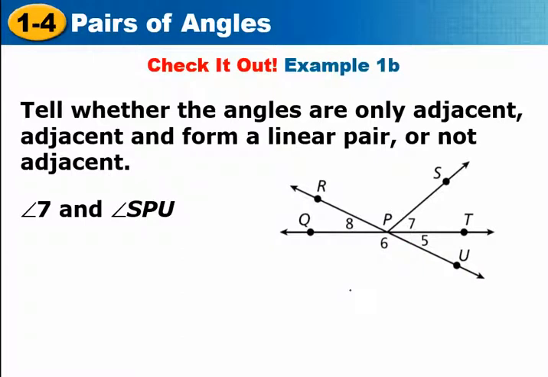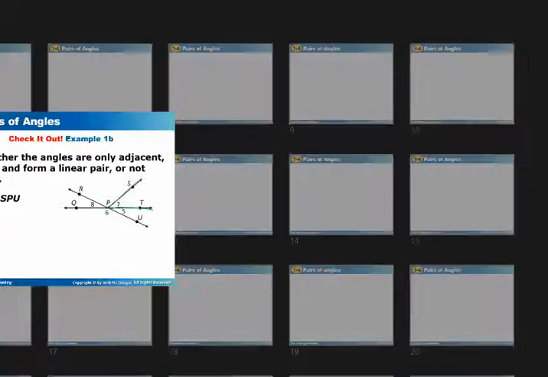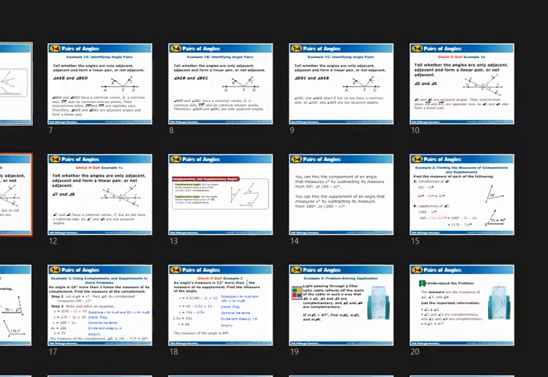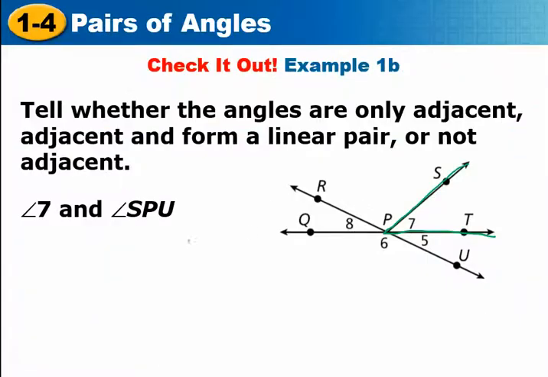Okay, here's another one to try. Angle 7 and angle SPU. So find those two angles and decide whether or not they're adjacent, only adjacent and a linear pair, or not adjacent at all. So here's angle 7 and angle SPU. Here's angle SPU.